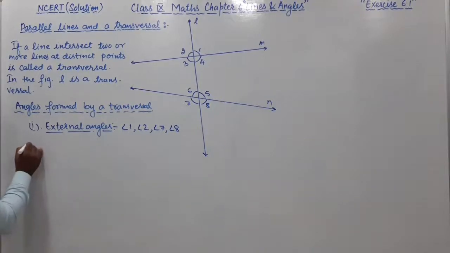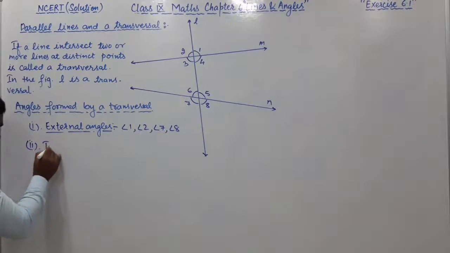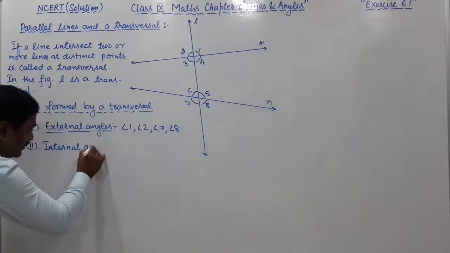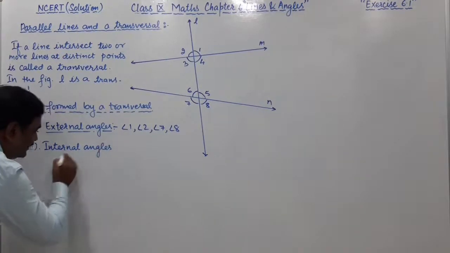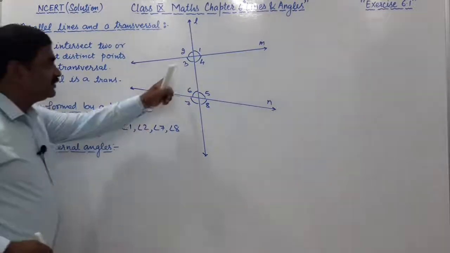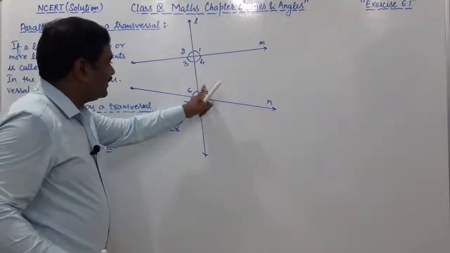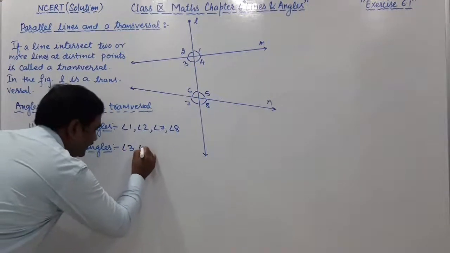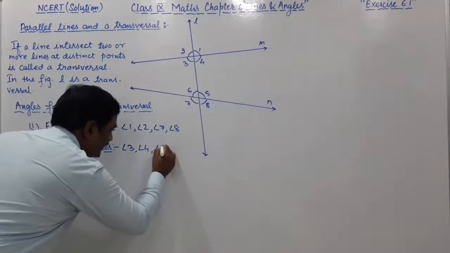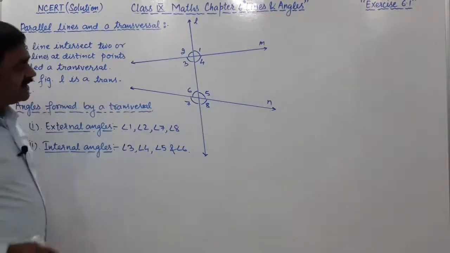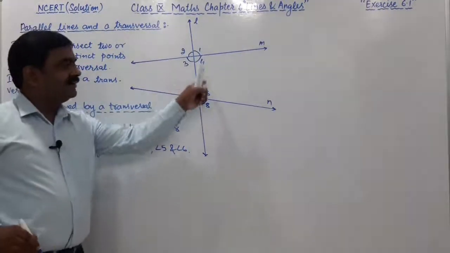Second part is internal angles. So what are the internal angles? Internal angles are angle 3, angle 4, angle 5 and angle 6. These 4 angles are said to be internal angles.